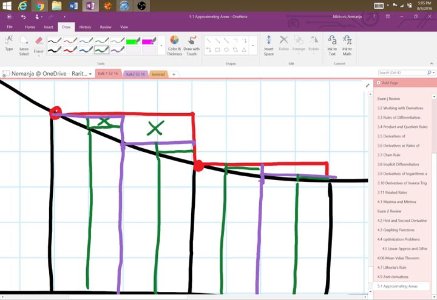This region doesn't exist as error. This region doesn't exist as error. This region is still there. This one is not there. This one is not there. So you see that it gets even better.